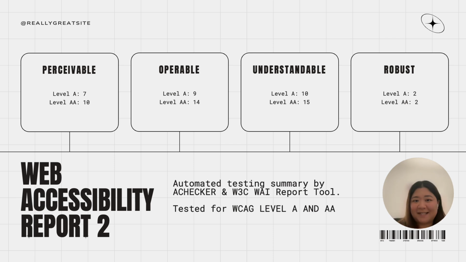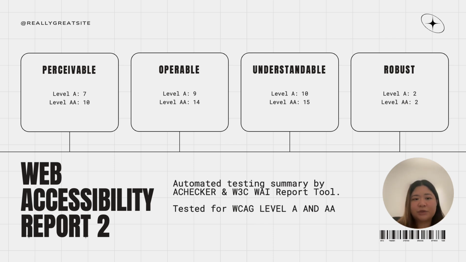So moving on to the accessibility report of the automated testing. The two tools that were used were the A-Checker and the W3C WAI report tool that run checks for WCAG levels A and AA standards. So here is what we have found. There are no known problems identified across both levels, which is a very positive sign.